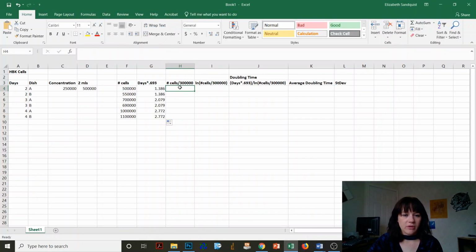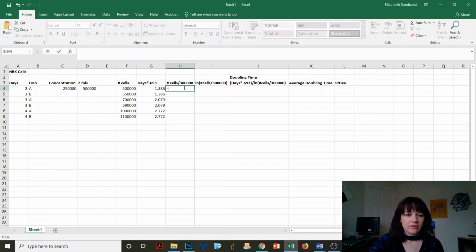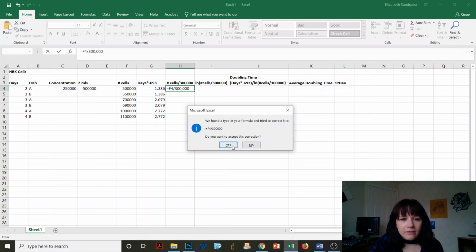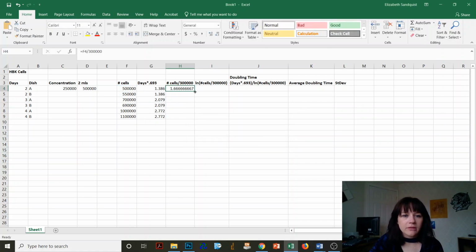So let's just break that down. The number of cells divided by the original number. So that's going to be the total number that you calculated for each dish divided by 300,000, or 3 times 10 to the 5th. Goodness sakes, yes, no commas allowed.